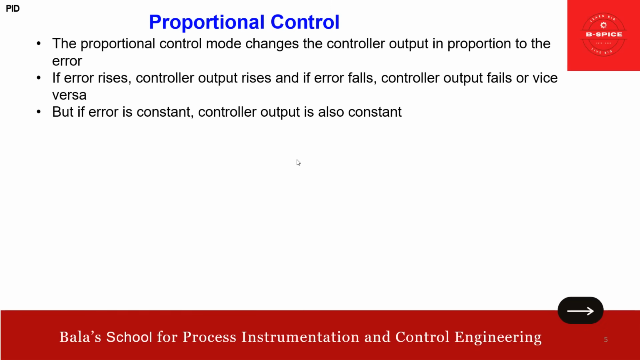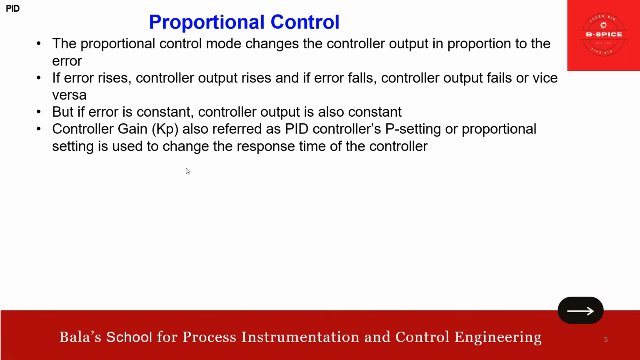Okay. But if the error is constant, point to take note, friends. If error is constant, controller output is also constant. So that is a point. See, the proportional control changes the controller output in proportion to the error. Okay. That is the main pointer. If error rises, controller output rises. Error falls, controller output also falls. And if error is constant, controller output is also constant.